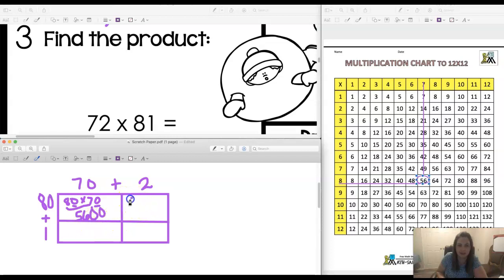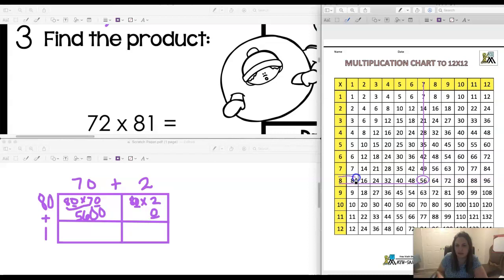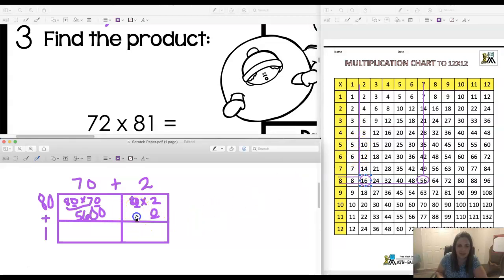For the next box, it will be length 80 times width 2. Again, I'm working with a multiple of 10, so I can go ahead and put that in my answer. And then I have 8 times 2. So I go back over here to my 8, and 2. And where they meet, 16, that's my answer. 8 times 2 is 16. 80 times 2 is 160.